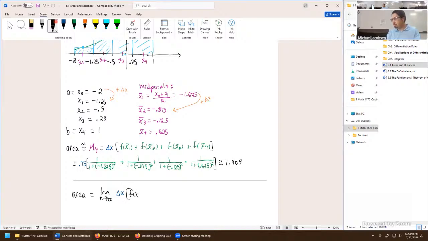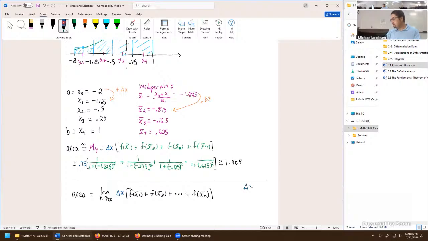It'll be f at x bar 1 plus f at x bar 2 plus... this is going to be possibly a very large number of terms for n, right? If it's going to infinity. So we use this shorthand. Instead of writing out what could be 10 to the power 30 terms, we'll just say, and so on, up to f at x bar n.